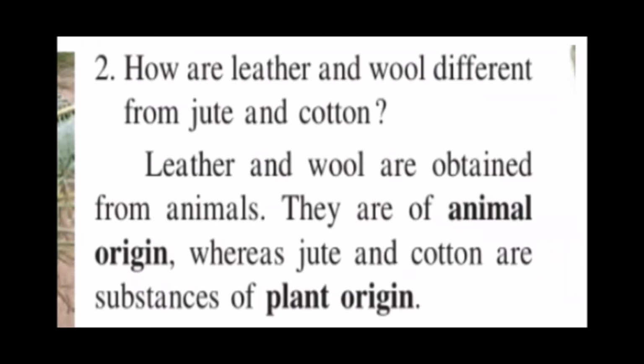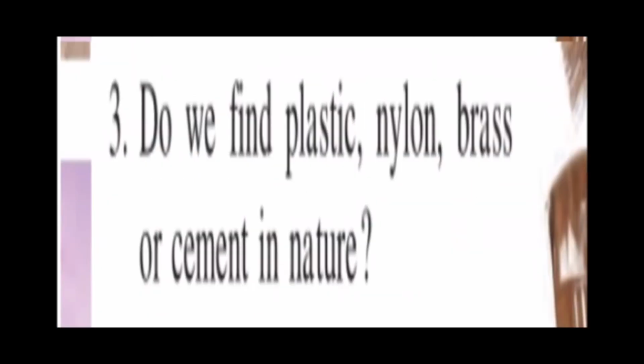How are leather and wool different from jute and cotton? Leather and wool are obtained from animals. They are of animal origins, whereas jute and cotton are substances of plant origin. Do we find plastic, nylon, brass or cement in nature? No, absolutely not, because they are not natural things. They are man-made materials.